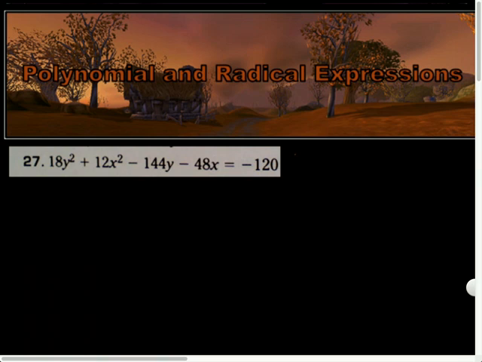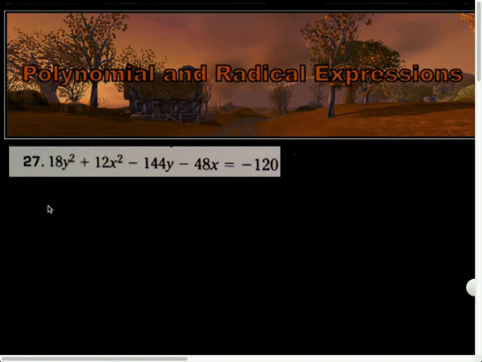We're talking about ellipses, our day 2 writing equations of ellipses. We're looking at problem 27 on page 638. Here's the equation of an ellipse in general form. I know that this is an ellipse because I've got both an x squared and a y squared term. They have the same sign and they have different coefficients.